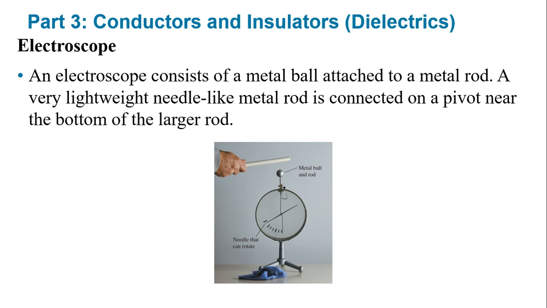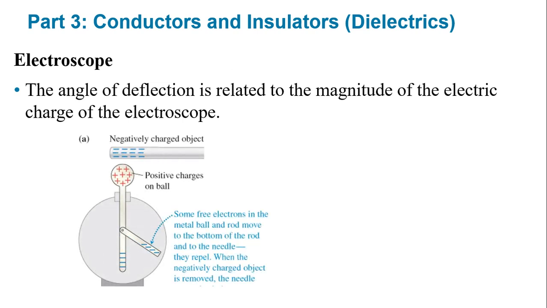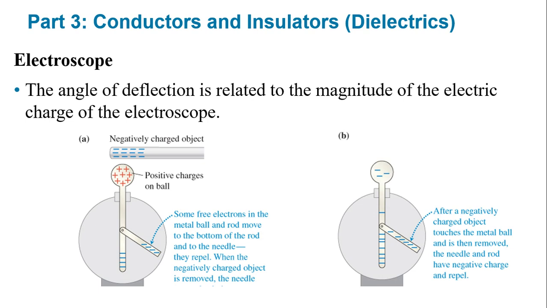They talk about measuring the amount of charge. It's a ball with a very lightweight needle. That metal rod is connected to a pivot near the bottom of the large rod. Here the angle of deflection, so basically how much it bends, is related to the charge on the electroscope, or the charge of the object. So you bring your object near. If you have a positive charge near the ball, some free electrons in the metal ball and the rod move to the bottom of the rod, to the needle, and they repel. When a negatively charged object is moved near, the needle moves. After a negatively charged object touches the metal ball and is then removed, the needle and rod have negative charge and repel. So, yeah, they're neat.